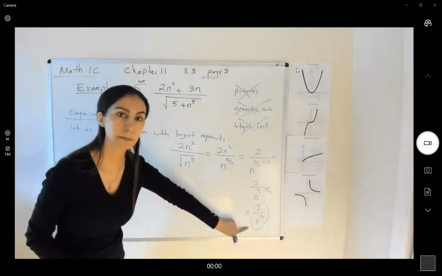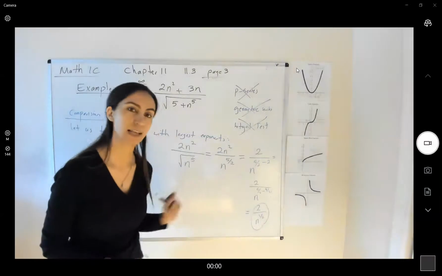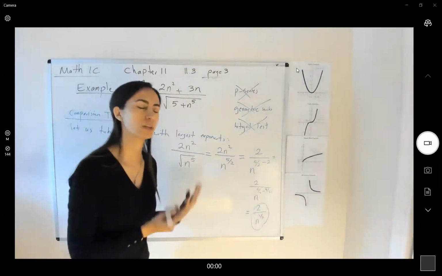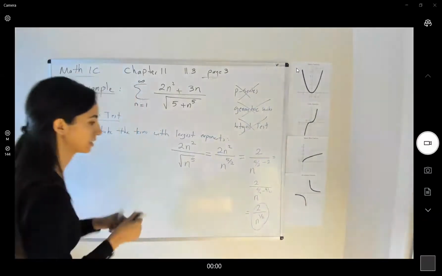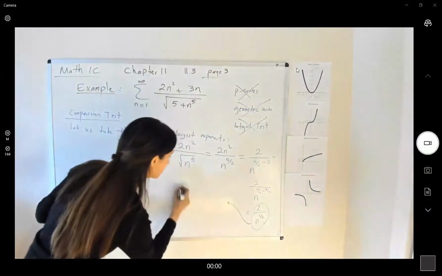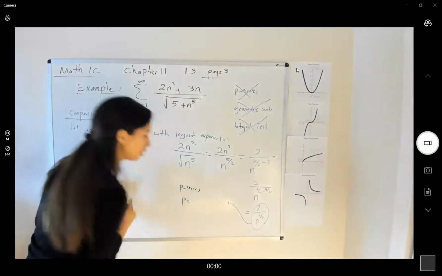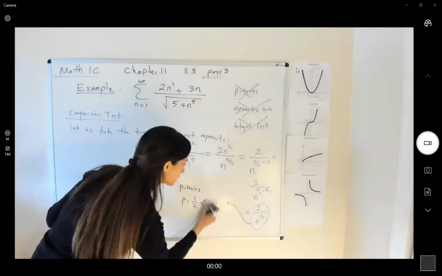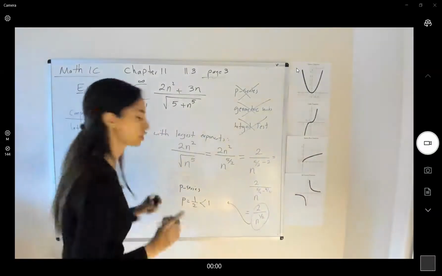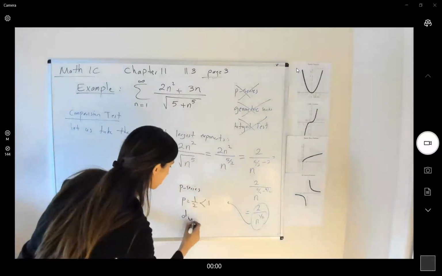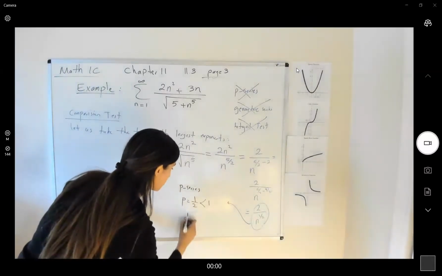I have a p-series, p is a half, less than 1, so it's a divergent series. So this is a p-series, p is equal to a half, less than 1. I have a divergent series.